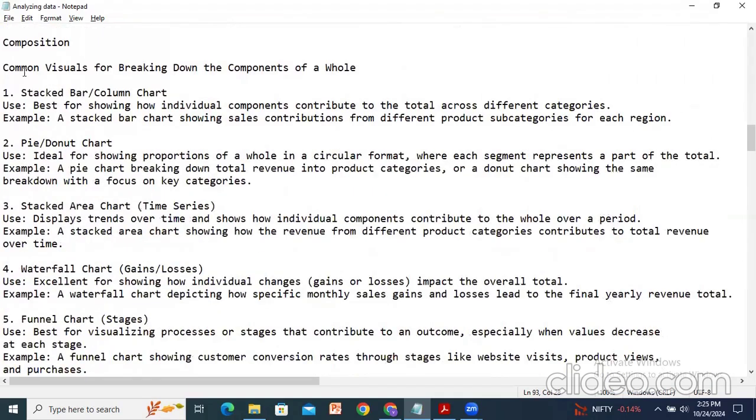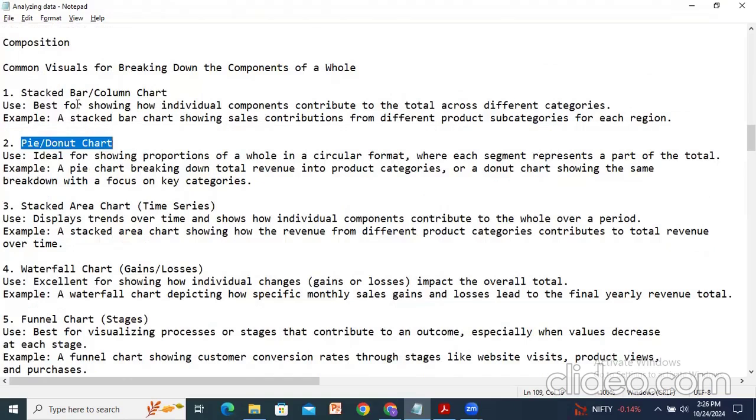Next, we'll go with composition. Composition is the parts that make a whole, like sales contributions. The first chart is the stacked bar chart. For a stacked bar chart, we go with sales contributions from different product subcategories for each region. Region wise, I want to display the product subcategories' sales contribution, and the numbers are easy to identify. And pie chart. We discussed pie chart or donut chart above. Pie chart is mainly the total revenue split into product categories.